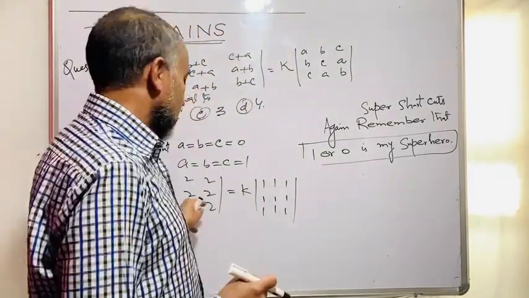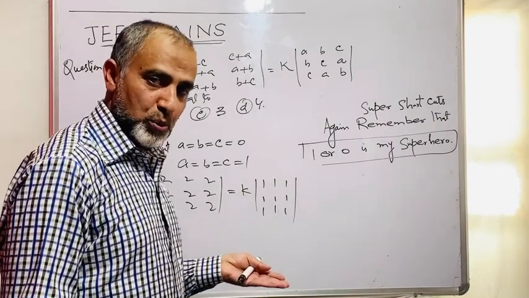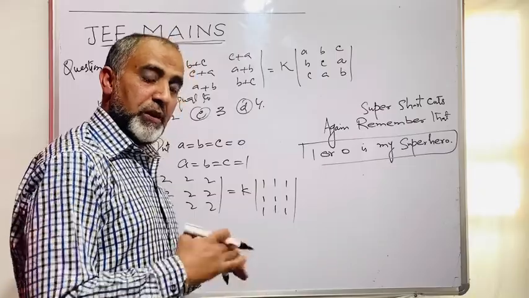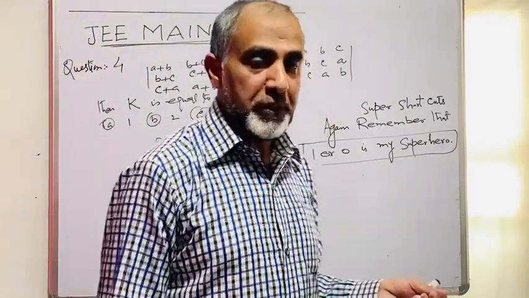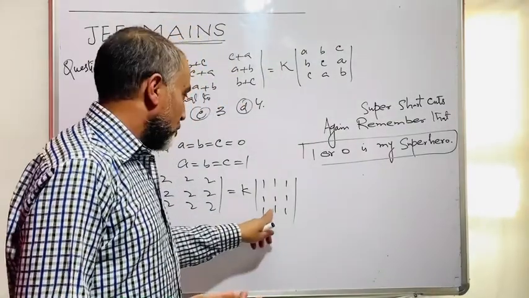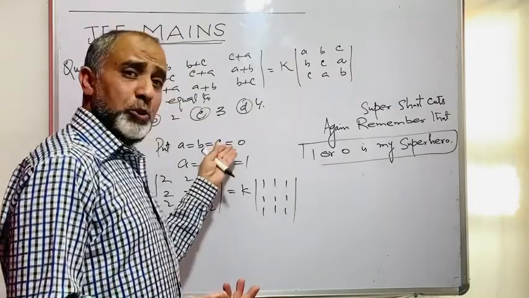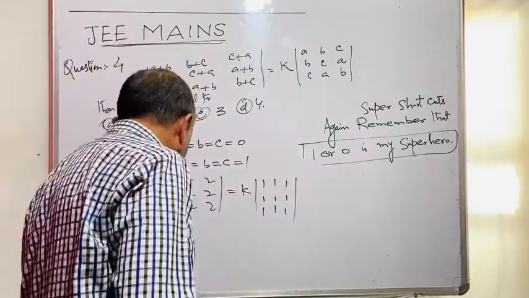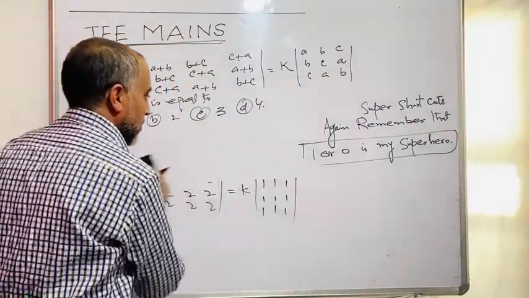Why? Because on the left hand side, each and every element is equal to 2. Therefore, it is equal to 0 by the property of the determinant: if any two rows or any two columns of a determinant are the same, the determinant vanishes. Again this is 0, and 0 into K is also 0. So 0 gives 0 and 1 also gives 0. Now what will we do? We'll rely on the same 1 and 0, but see how we do it.